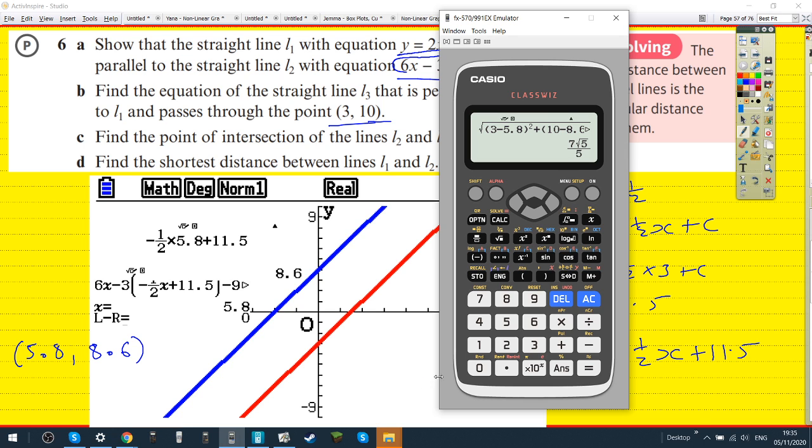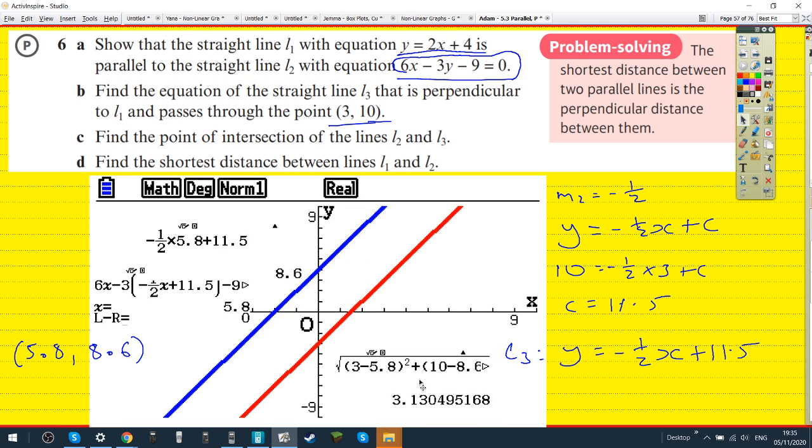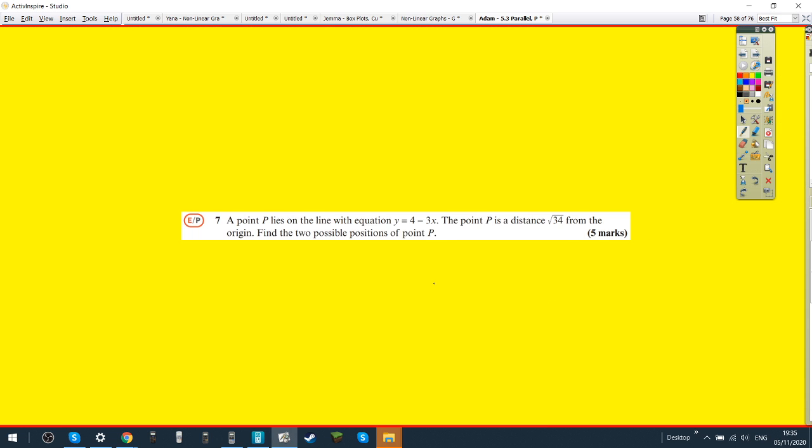So let's say 3.13, three significant figures. Great. The reason I did it that quick way was because I wasn't sure how to go about this question, and it turns out it wasn't too bad. You basically find the equation of a perpendicular line, find the second point where it goes through the point of intersection on the other line, and then find the distance between those two coordinates. That's how you find the distance between two parallel lines. I didn't realize they'd be parallel because that wasn't obvious.